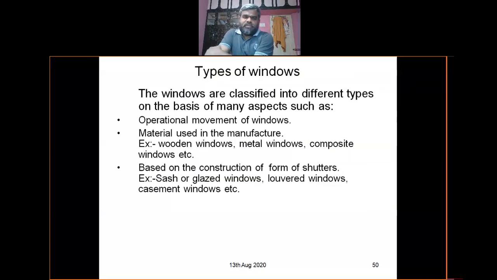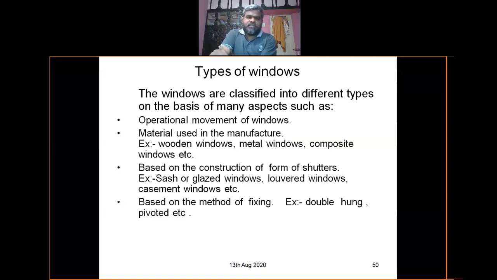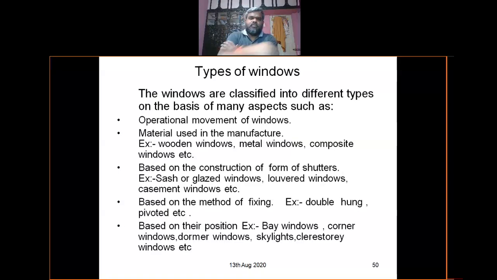Windows are classified into different types on the basis of many aspects, such as operational movement of windows, and material used in the manufacture, like wooden windows, metal windows, composite structures, means both. Based on the construction form of shutters: glazed windows, louvered windows, casement windows, etc. Based on the method of fixing: double hung or pivoted windows. Based on their position: bay windows, corner windows, dormer windows, skylights. Like these, windows are classified.